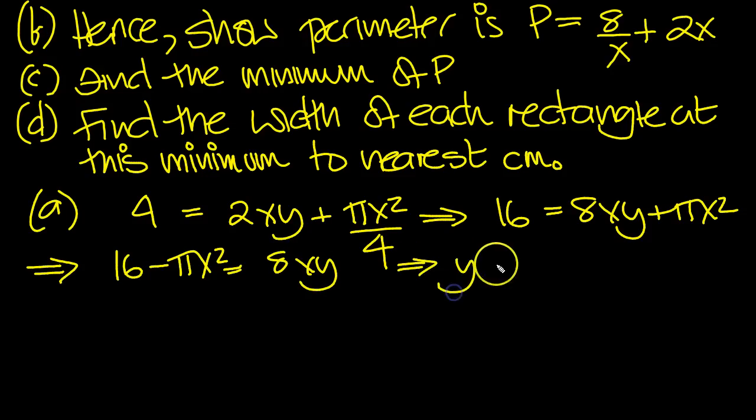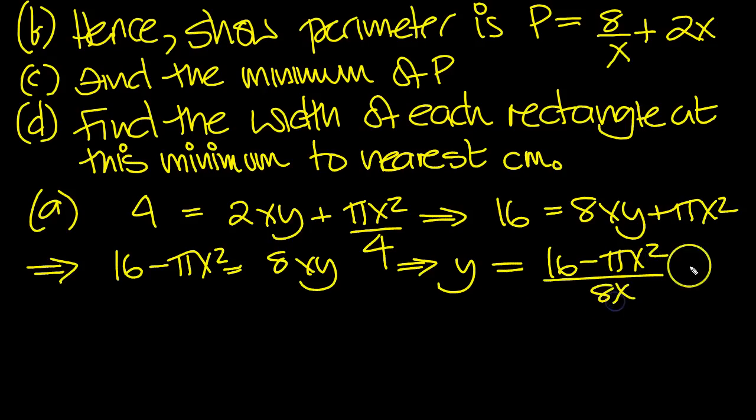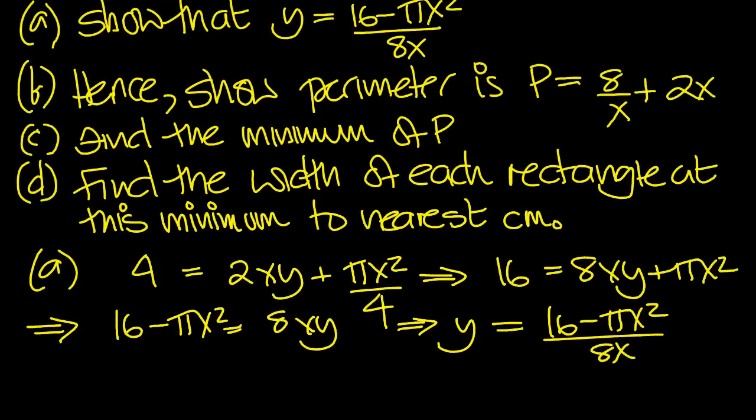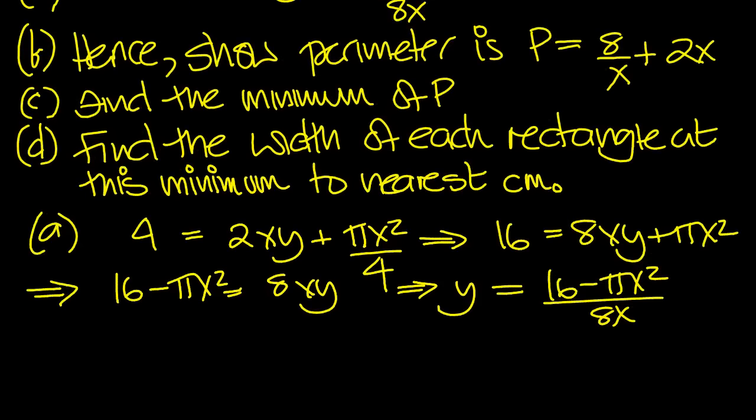Now read from right to left. So y equals, move the 8x underneath, 16 minus pi x squared over 8x, which is what we wanted. There it is. Hence show the perimeter P is that.